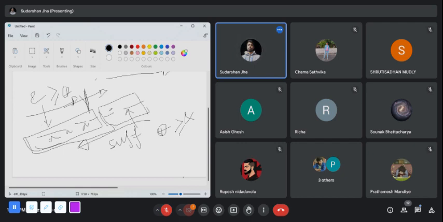Okay. So till here, two points are clear, right? Till here this condition is satisfied in this, and till here this condition is satisfied in this, right?